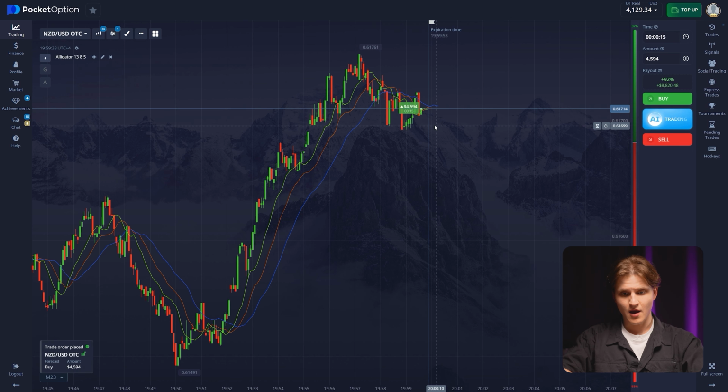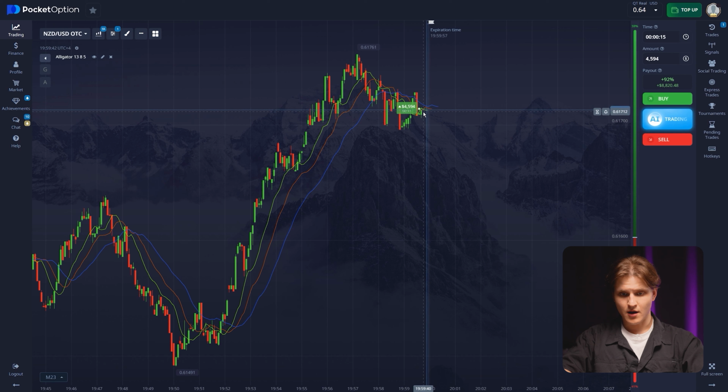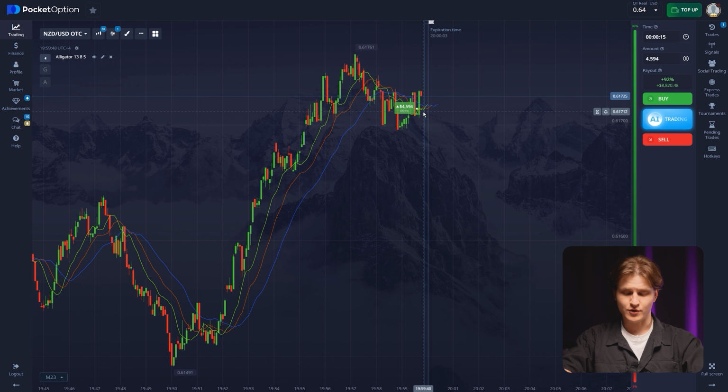Here we see a downward movement, a small correction, after which the alligator indicator again indicates a reversal and continuation of the upward movement. Here I open a trade up and wait for the expiration time. We will now discuss this transaction in more detail.